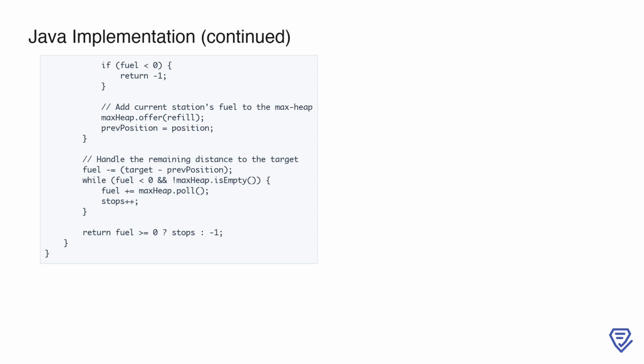Finally, if the fuel is sufficient to reach the target, we return the total number of stops made. If not, we return -1, indicating that the target cannot be reached even after utilizing all available resources.